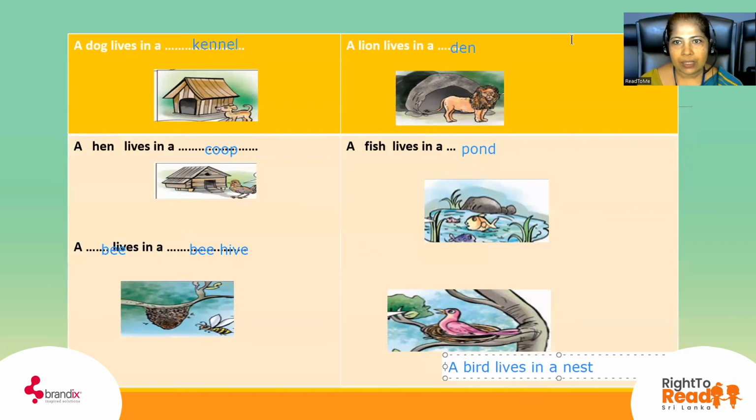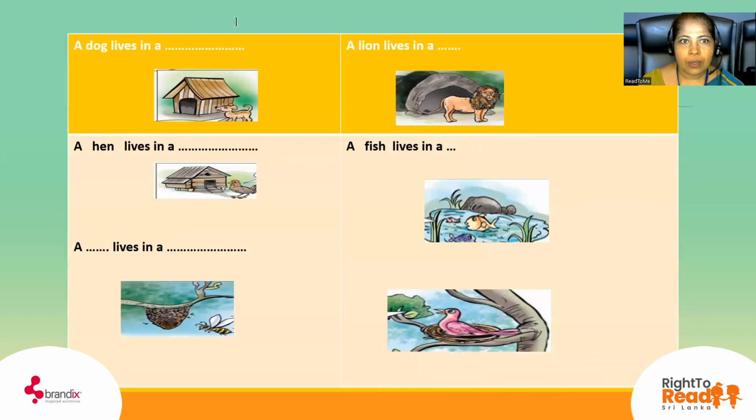Check your answers, children. A dog lives in a kennel. A lion lives in a den. A hen lives in a coop. A fish lives in a pond. A bee lives in a beehive. A bird lives in a nest. Done? Great. Okay, so going to the next slide.